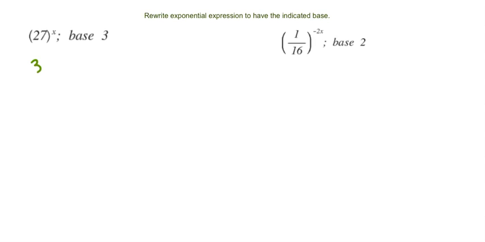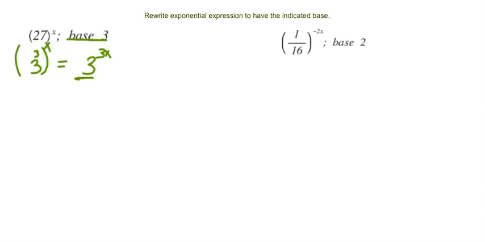Well, I know I need to write this as base 3. I know 27 is 3 to the third, to the x. And I know by raising a power to a power, I can multiply those exponents. So my final answer is going to be 3 to the 3x. That's easy enough. That's exactly the same thing as 27 to the x, and I wrote it with the base of 3. I'm done with that.